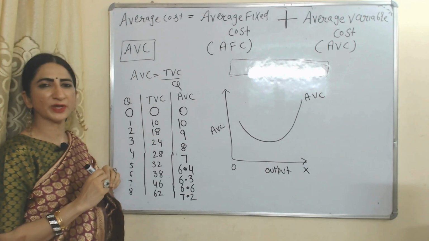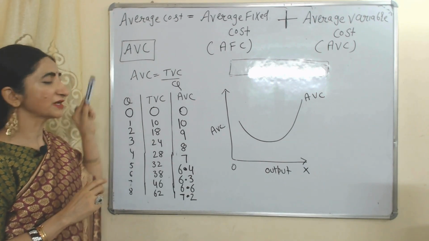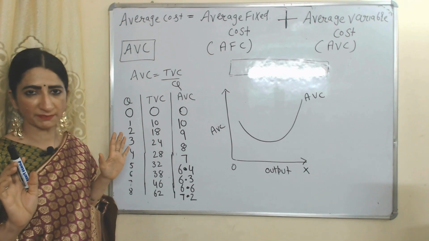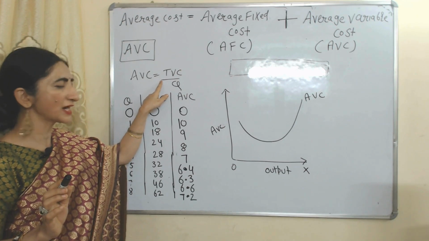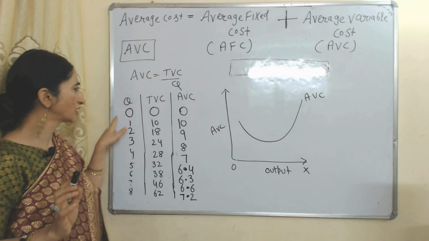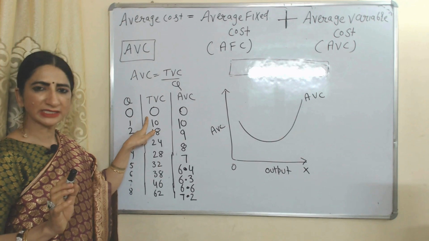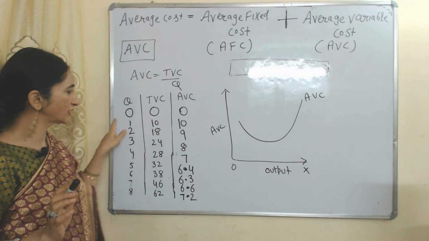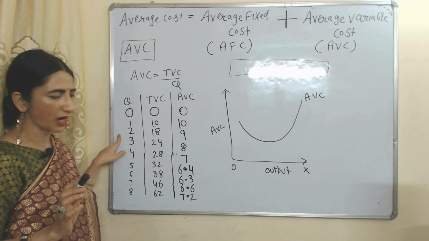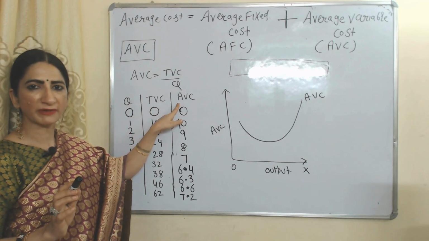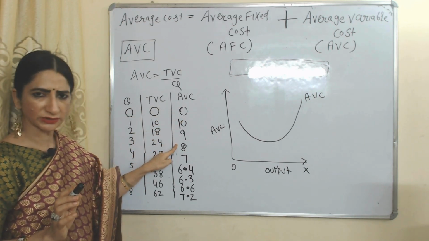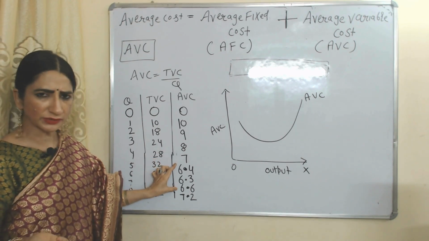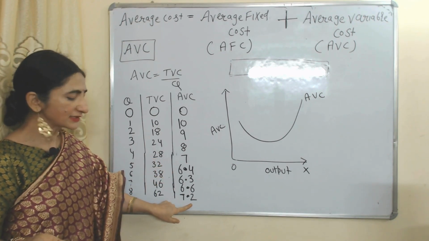Now we will see average variable cost. Average variable cost is a per unit variable cost, and we can calculate it when we divide total variable cost by output. First column output, second column total variable cost. When we divide total variable cost by output, it becomes equal to average variable cost. Here you can see initially average variable cost is reducing, then becomes almost constant. After that it starts increasing.